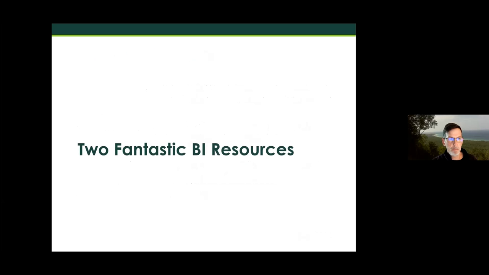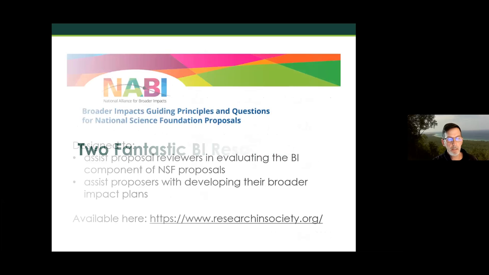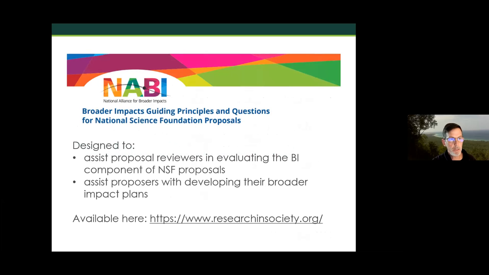And then I want to wrap up with two fantastic BI resources. I think you'll find these very helpful. When I do individual one-on-one consulting, I always ask people to go get the Broader Impacts Guiding Principles and Questions for NSF Proposals. This is a fantastic resource. It can be obtained at researchinsociety.org. It was originally designed as a guide for proposal reviewers to help them assess the quality of broader impacts plans. But if you're writing a broader impacts plan, it's always good to know what criteria the reviewers are using to evaluate your plan. So start there.